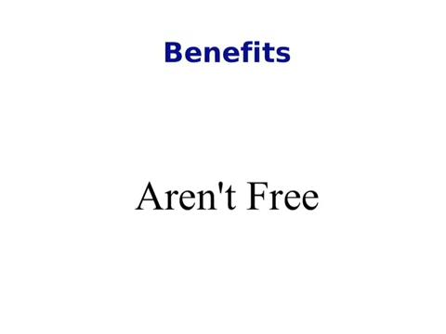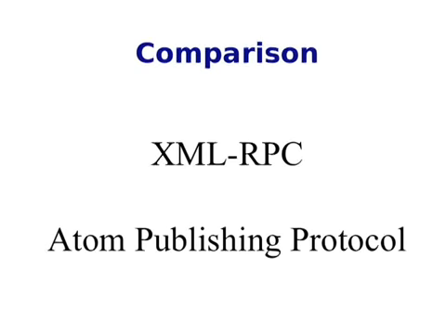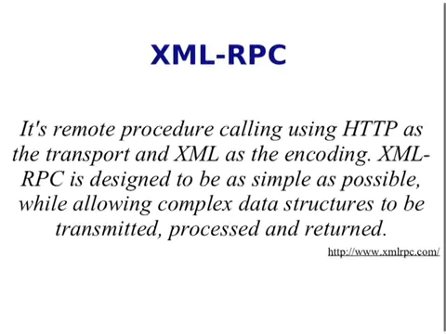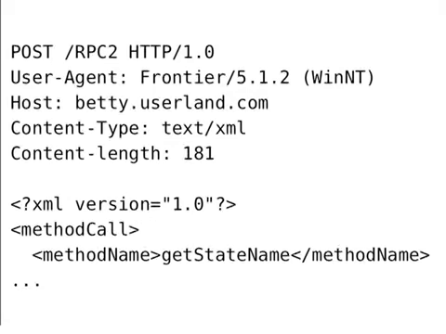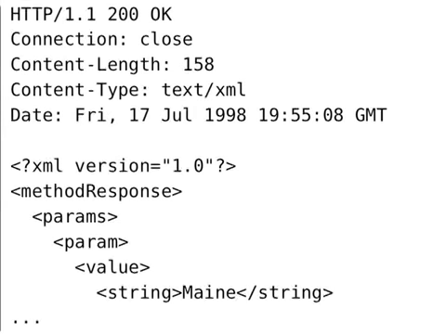To see how structuring helps, let's look at two protocols, XML-RPC and the Atom Publishing Protocol. XML-RPC is a remote procedure call using HTTP as the transport and XML as the encoding. XML-RPC is designed to be as simple as possible while allowing complex data structures to be transmitted, processed, and returned. So this is what an XML-RPC request looks like. And here's an example response.